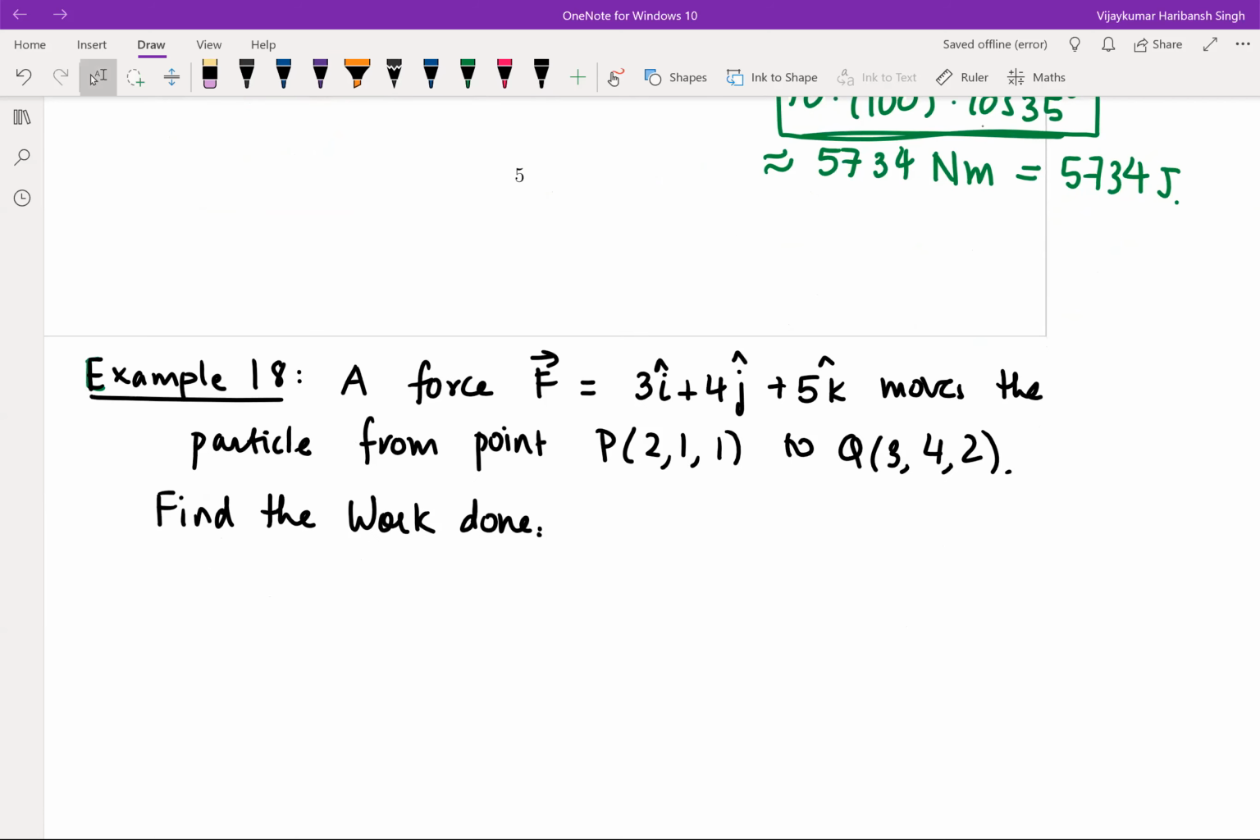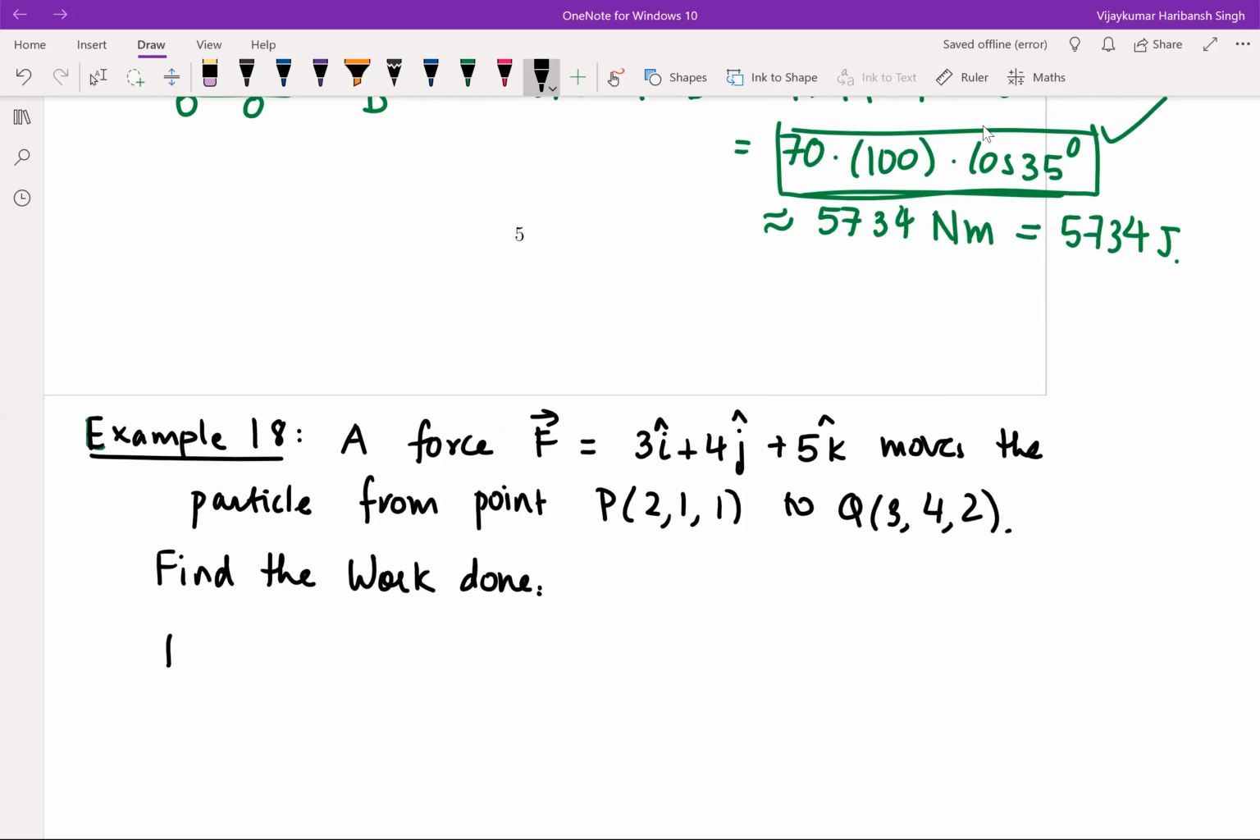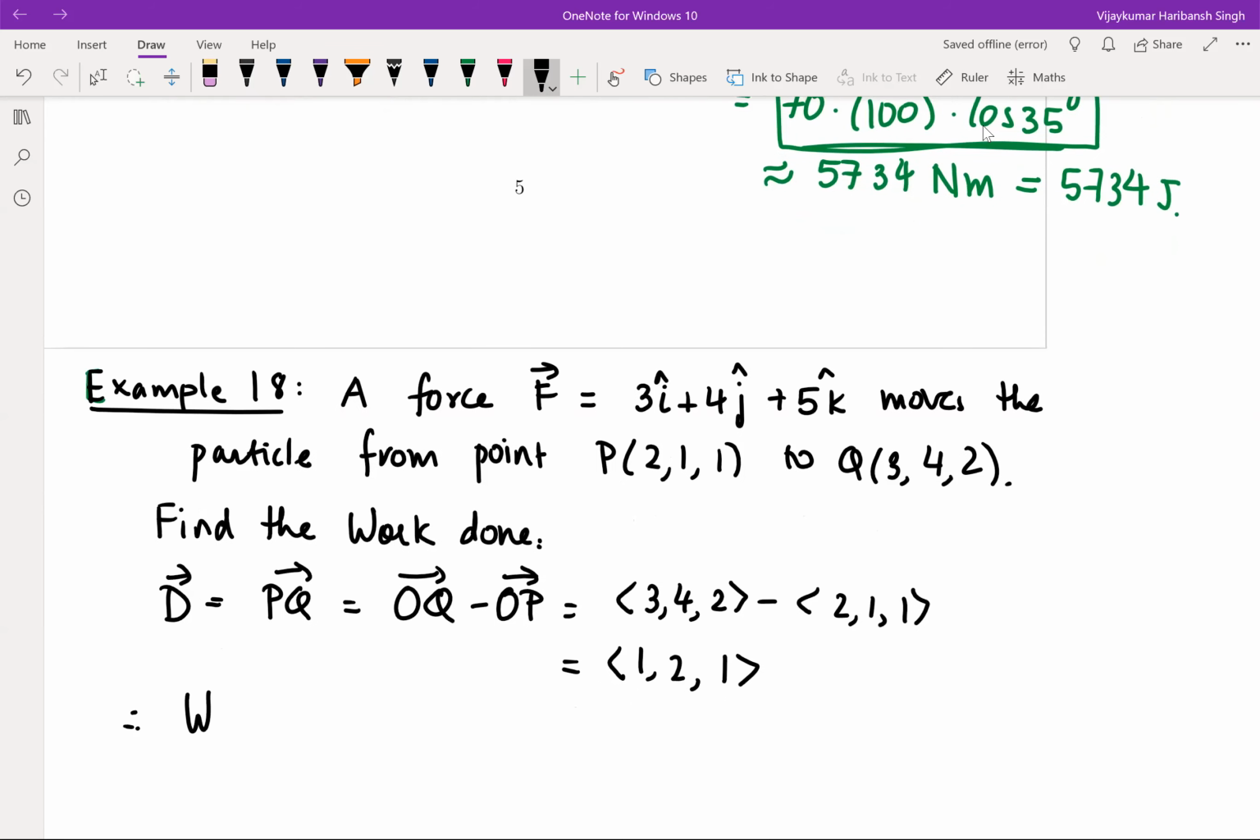Okay, so how would we go about it? Again, F is already given to us. We need the displacement vector D, which is vector PQ, which is OQ minus OP, the position vector of Q minus the position vector of P, which is (3, 4, 2) minus (2, 1, 1). That is going to be (1, 2, 1).